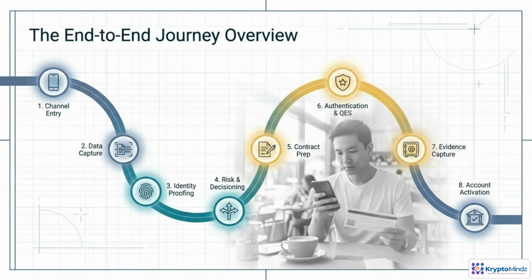The story we'll follow covers the full life cycle of a banking onboarding case. A customer enters a channel like web or mobile and shares basic data. We then proof their identity and run risk checks to decide whether to continue. Next, the bank prepares the contract and triggers strong authentication, plus the qualified electronic signature. Only after all legal and technical evidence is captured is the new bank account actually activated.